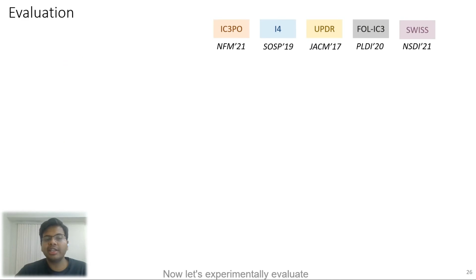Now let's experimentally evaluate IC3PO against other state-of-the-art automatic verifiers for distributed protocols. I4 is a previous work that performs finite domain model checking with the AVR hardware verifier, followed by generalizing the inductive invariant produced by AVR into an unbounded proof. UPDR, also called PDR for all, performs incremental induction in an unbounded domain. Both I4 and UPDR only support universally quantified invariant generation.